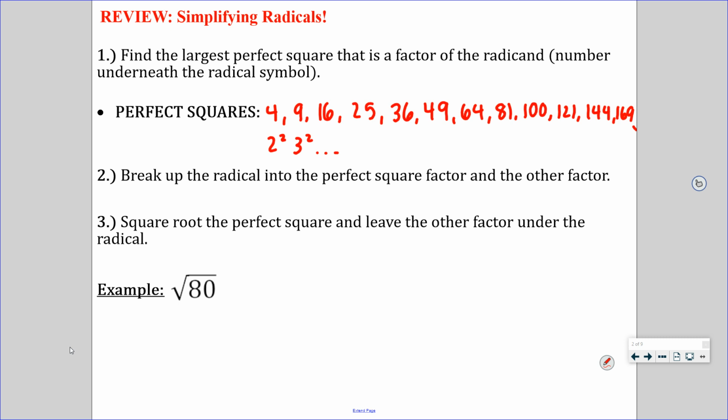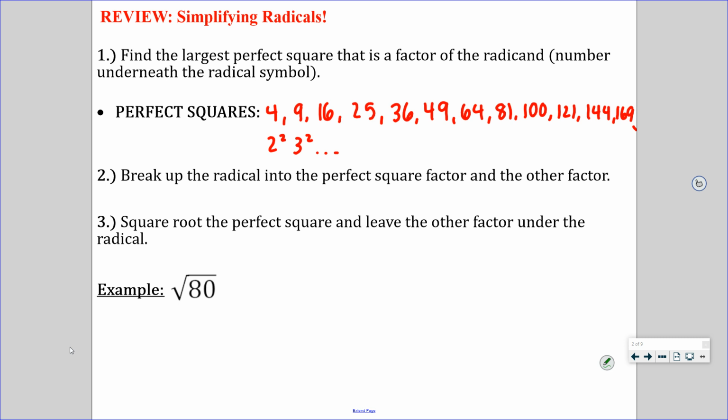All right, so let's try one as an example. Square root of 80. Now, what might pop into your head first is 4, which is good, but we want to find the biggest perfect square that's a factor of 80. There's one that's bigger. 16. 16? Do we agree? Is 16 going to 80?